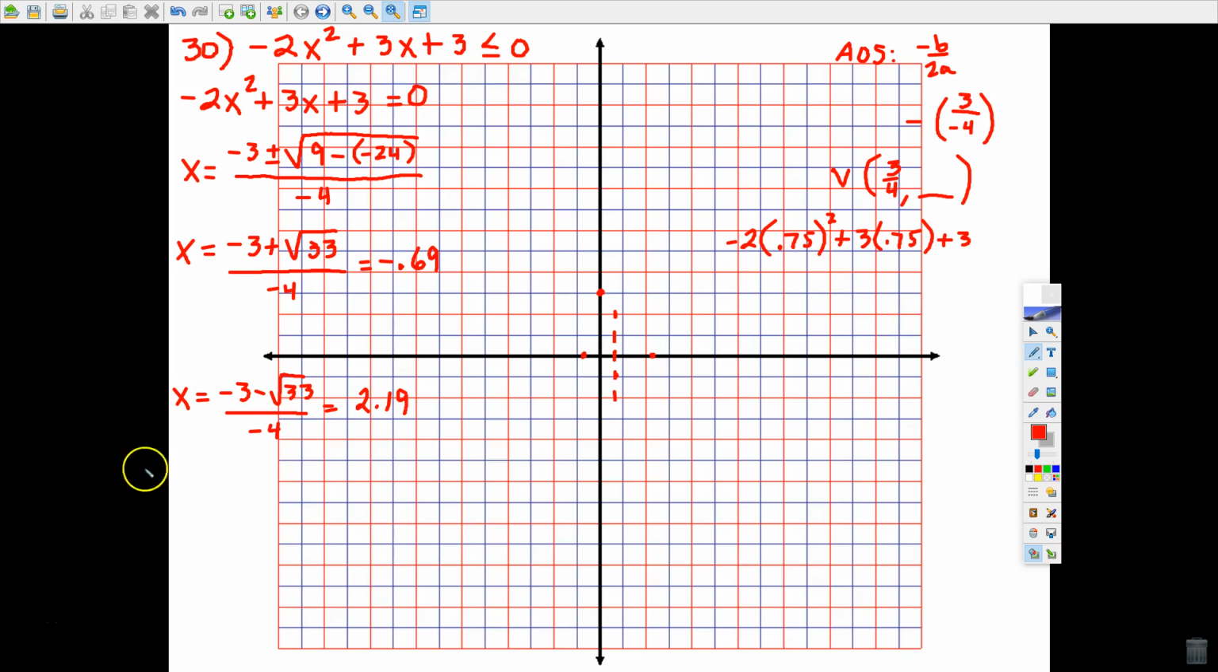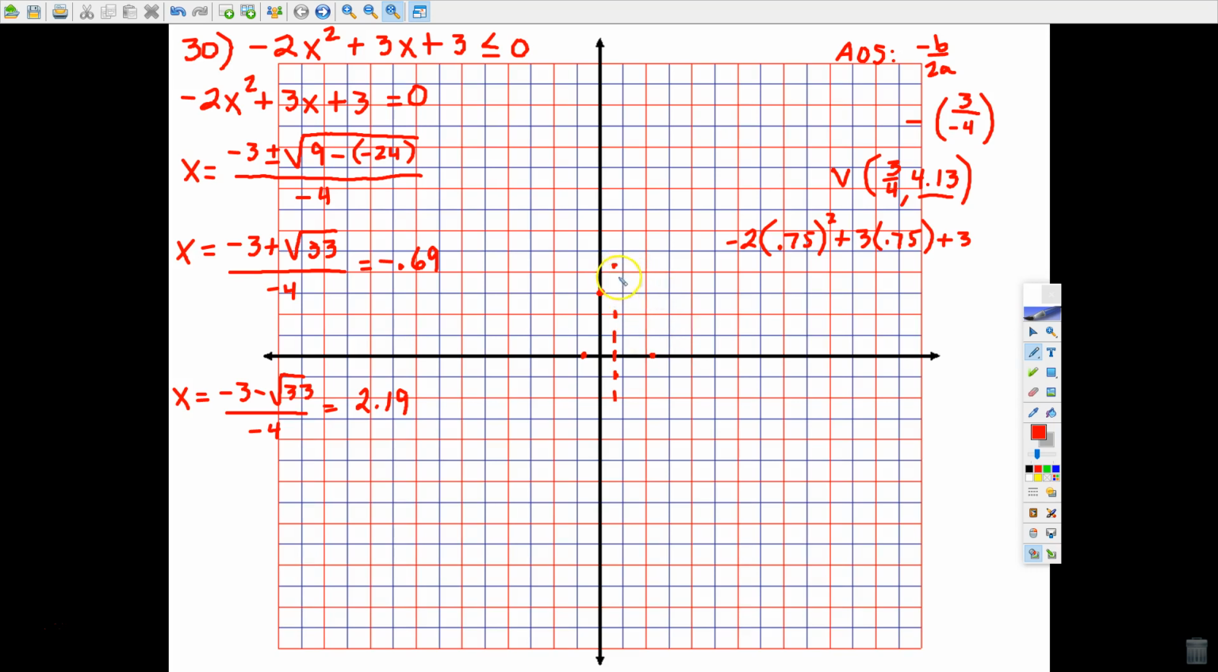Alright, grab your calculator. And hopefully you were successful at getting, we'll just round it, 4.13, which is the result of plugging the AOS number into the function. So now our vertex is 3/4 and then 4.13, just a little bit more than 4.